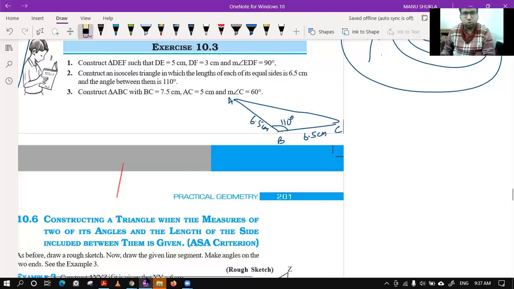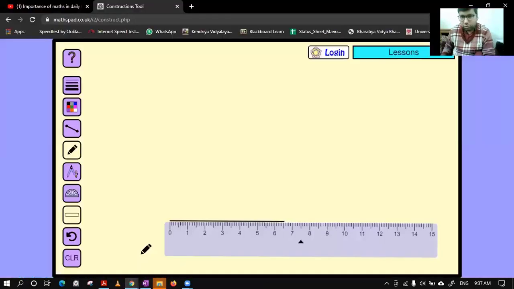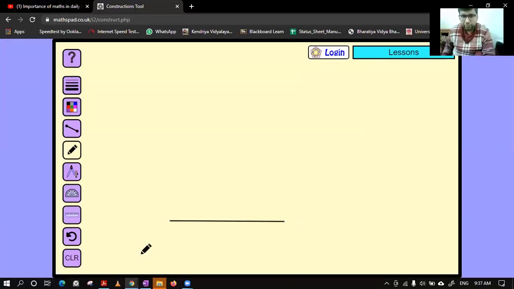This is the rough diagram for question number 2. So first we will draw BC equal to 6.5 centimeter. Sir, can you repeat? I was disconnected. Lakshita, I'm just trying question number 2 in which BC is equal to 6.5 centimeter. So this is your B, this is your C, 6.5 centimeter.